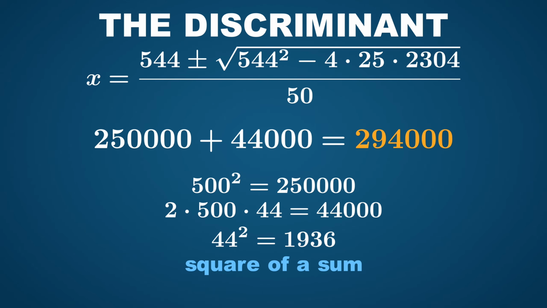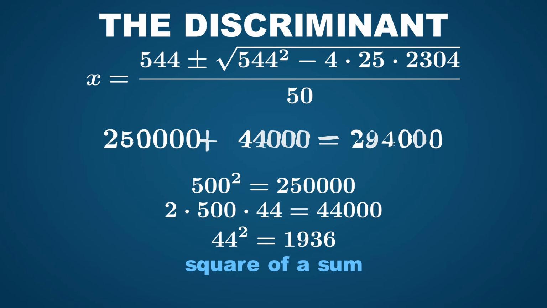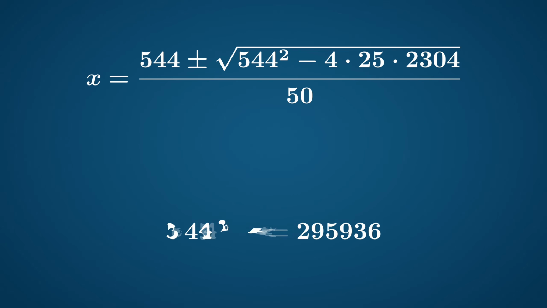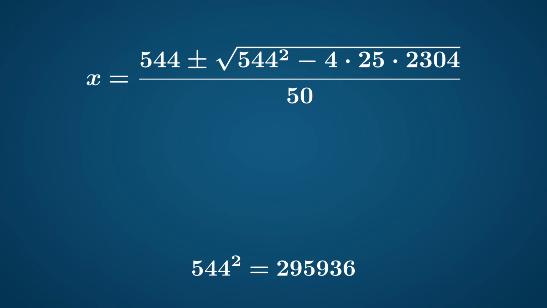Adding 250,000 and 44,000 brings us to 294,000. Then 294,000 plus 1936 lands exactly on 295,936. So 544 squared is 295,936, the first half of the discriminant.